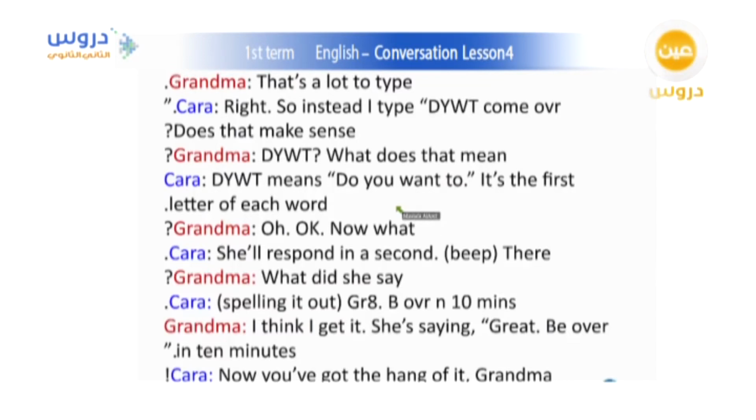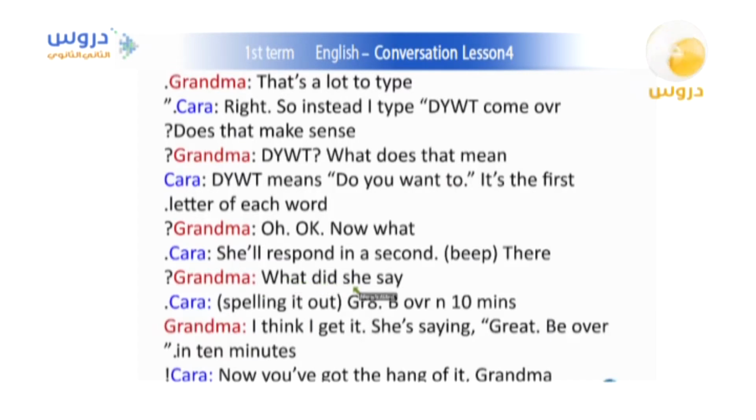Hello. Good. Good. Hello. That's a lot of tape to tape. Right, so I'm going to type WYT come over. Does that make sense? Grandma, WYT. What does that mean? WYT means do you want to? It is the first letter of each word. Grandma. Oh, okay, now what? She will respond in seconds. Beep. Yes. What did she say?